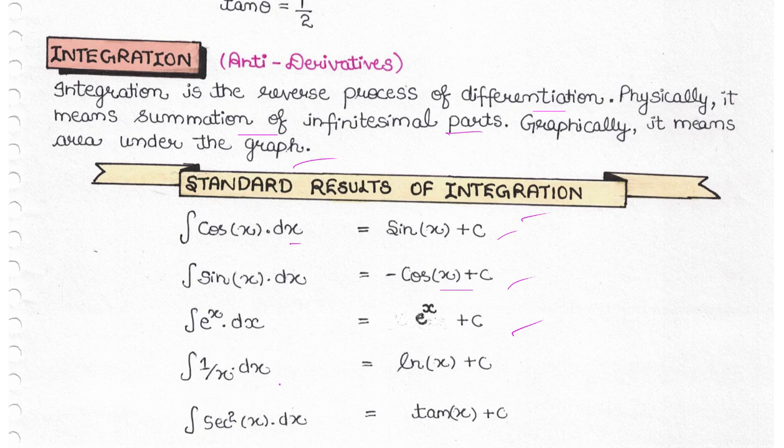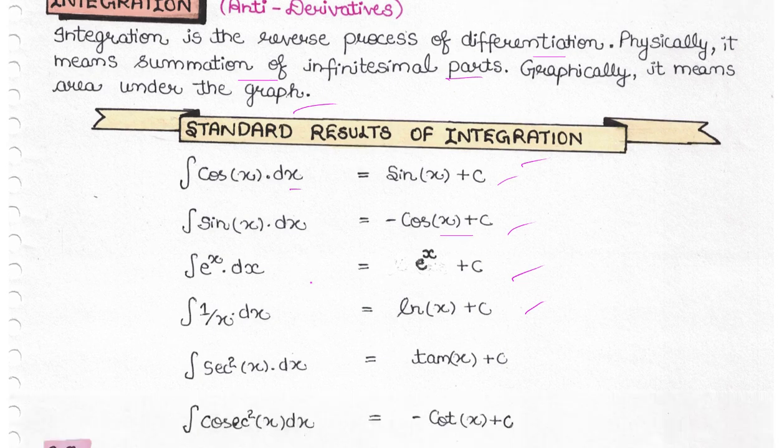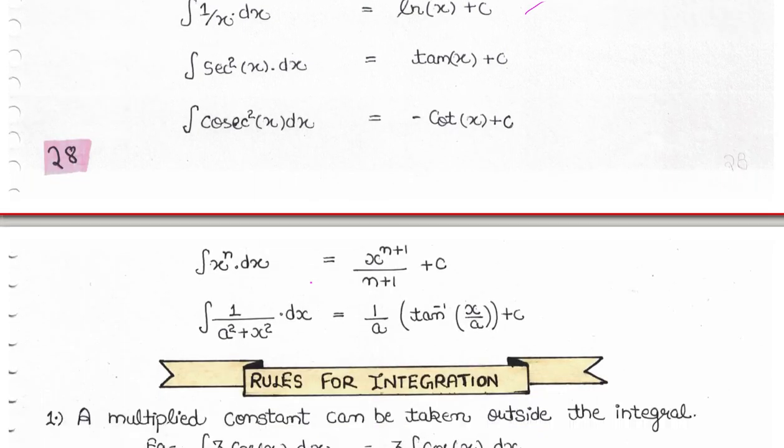Integration of 1 by x dx is equal to ln x plus c. Integration of sec² x dx is equal to tan x plus c. Integration of cosec² x dx is equal to minus cot x plus c. Integration of x to the power n dx is equal to x to the power n plus 1 by n plus 1 plus c, or integration of 1 by a² plus x² dx is equal to 1 by a tan inverse x by a plus c.